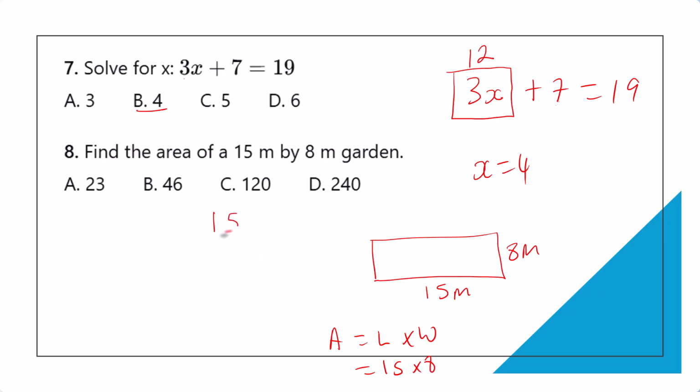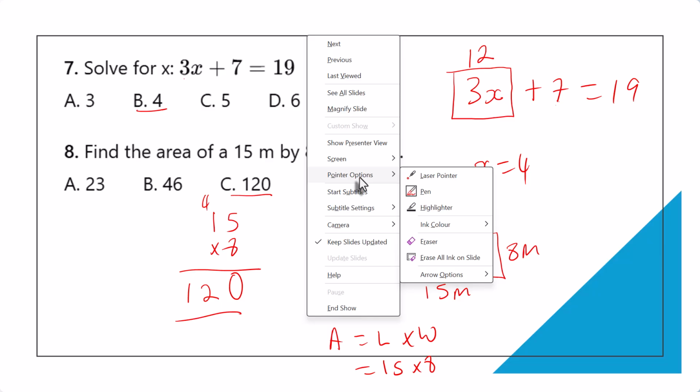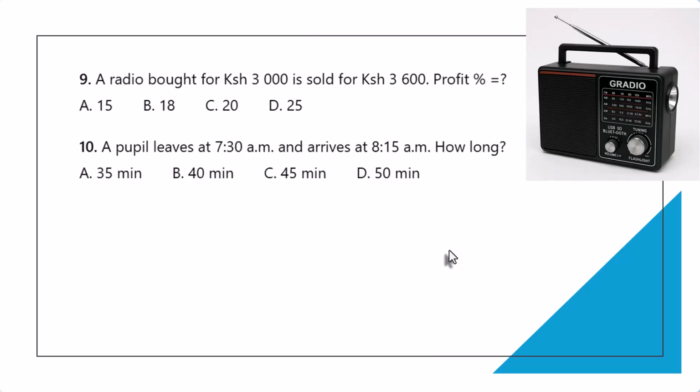If you multiply them, let's multiply them. 8 times 5 is 40, right? 0, you carry 4. 8 times 1 is 8 plus 4 is 12. So the answer should be 120 meter square. 120 meter square. Let's look at question 9. Pause the video and try question 9.